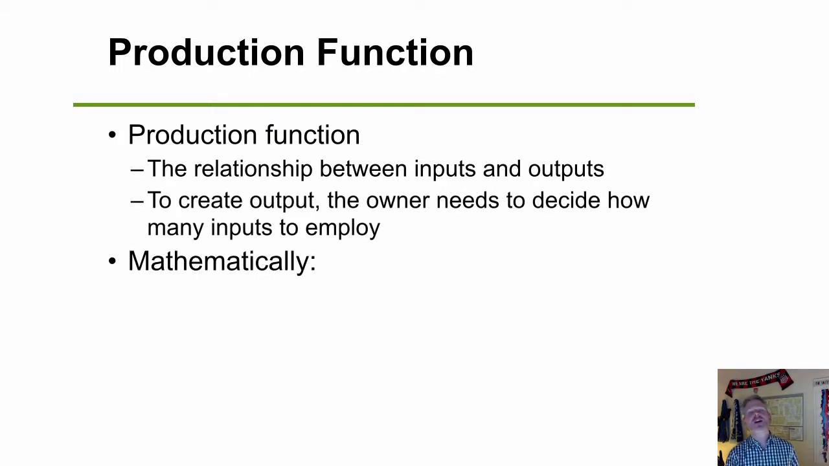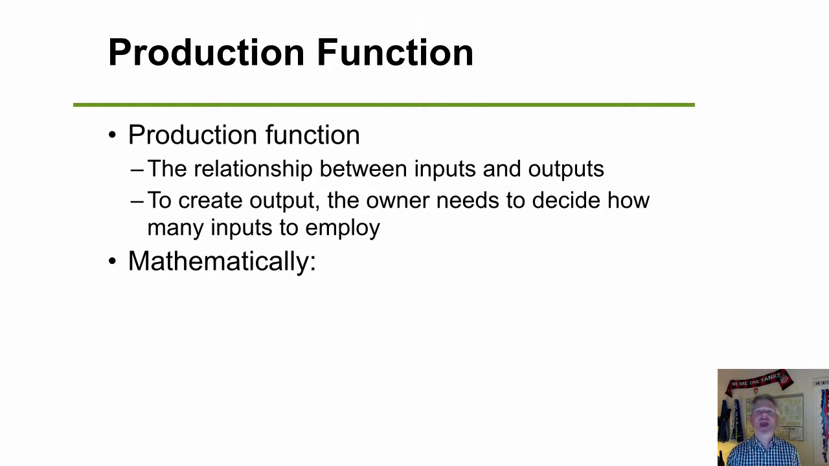So a production function is that black box, all right? The production function is the thing that takes the inputs, puts them into the production process, and then turns them into outputs, all right? So it shows us the exact relationship between inputs and outputs.